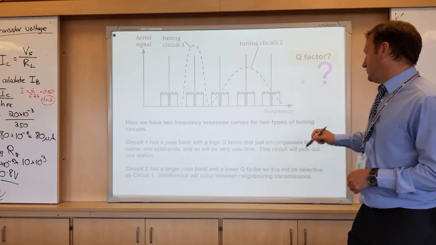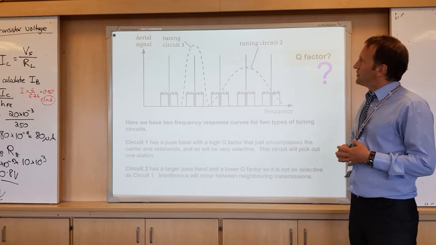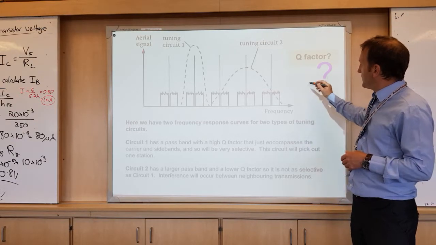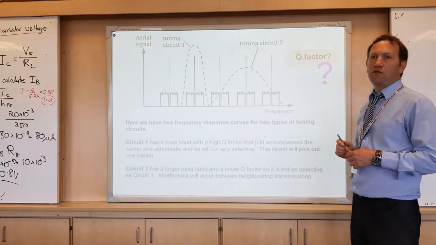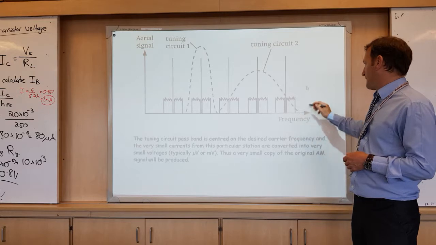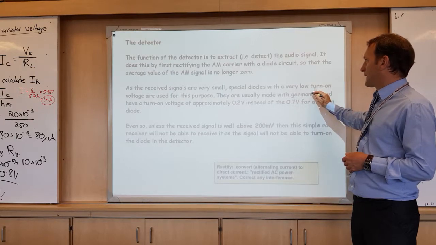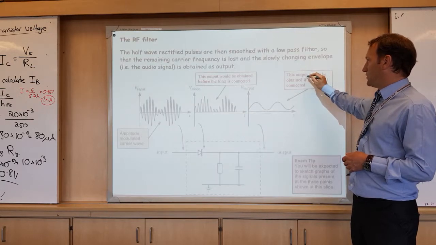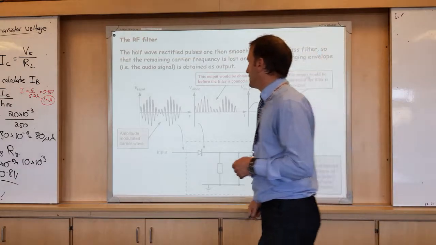So Q factor is the thing that affects the selectivity, and that comes from the quality of the components that you use. Okay, so here we have a diagram of it all.